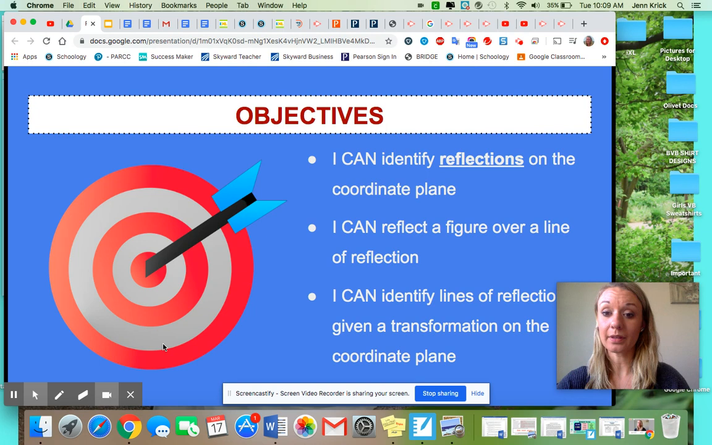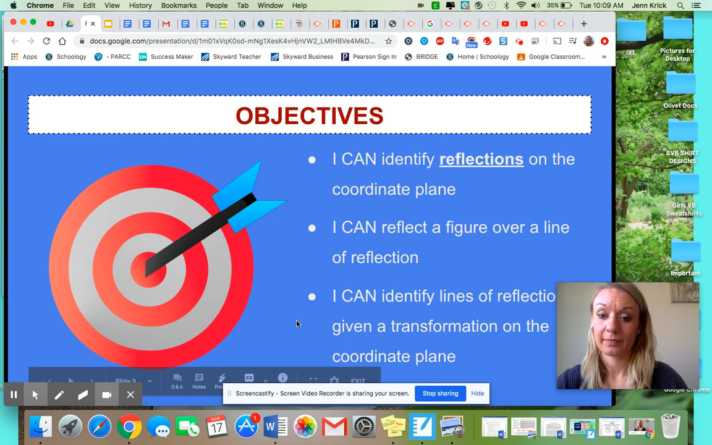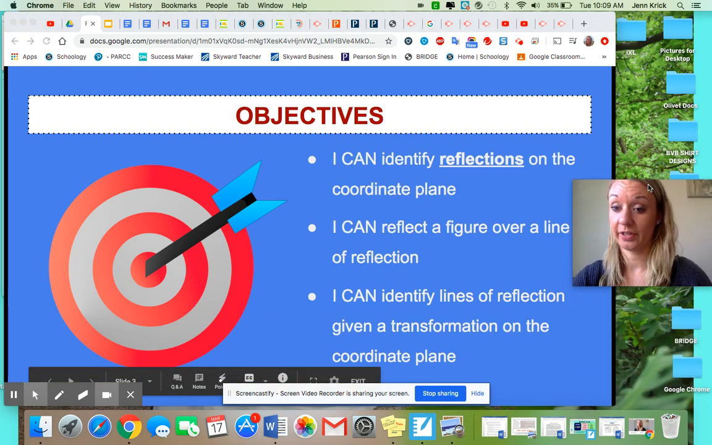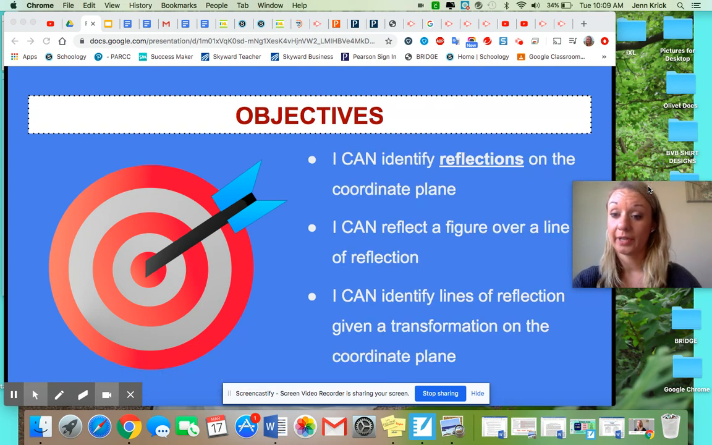Your objectives, you've got 3 of them today. Number 1, you can identify reflections on the coordinate plane. So you can look at a figure and see, yes, this one flipped, it reflected, or no, this one slid. You can actually reflect a figure yourself across a line of reflection, and you can look at a reflection that took place and say, all right, it flipped over the x-axis or it flipped over the y-axis. So you can identify what that line of reflection actually is.